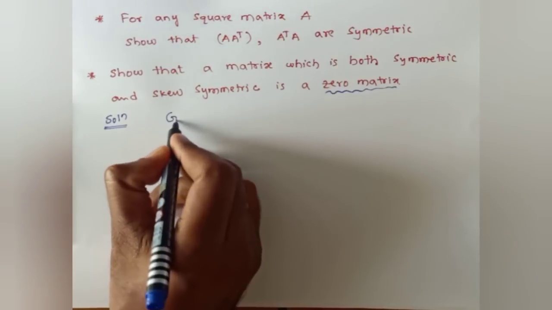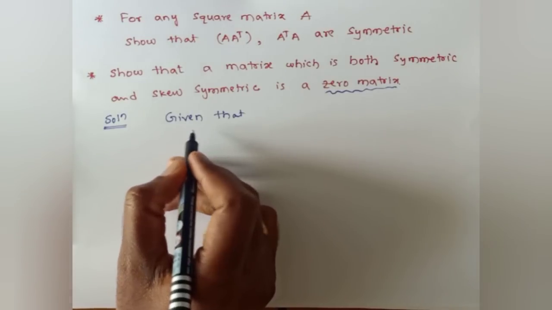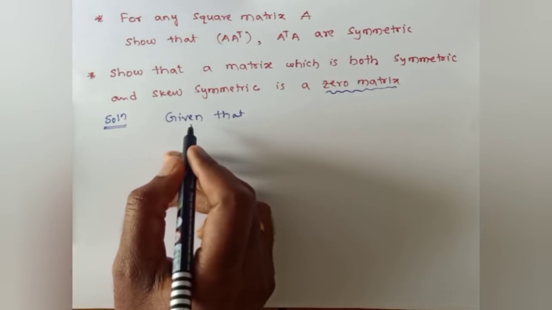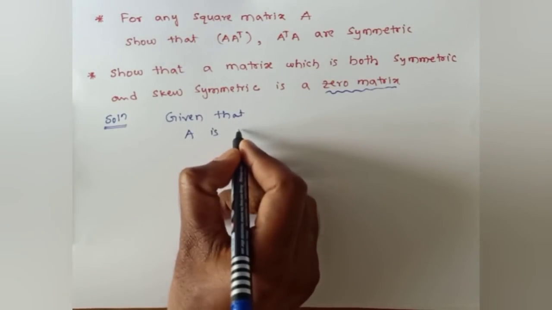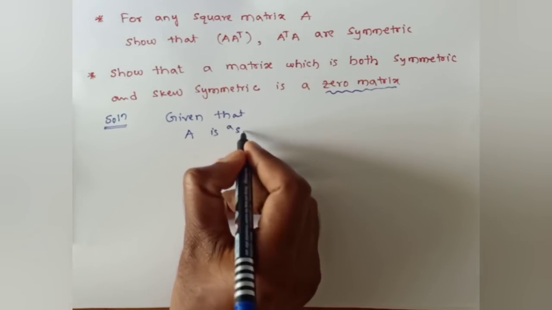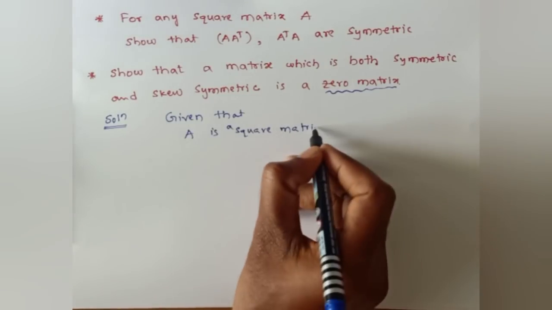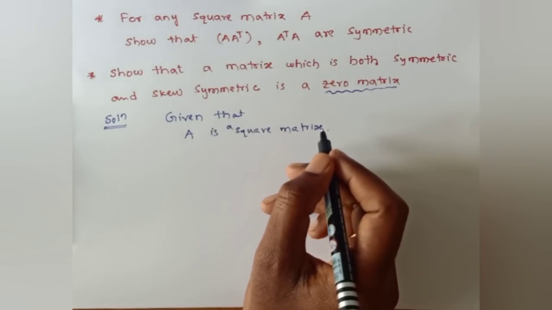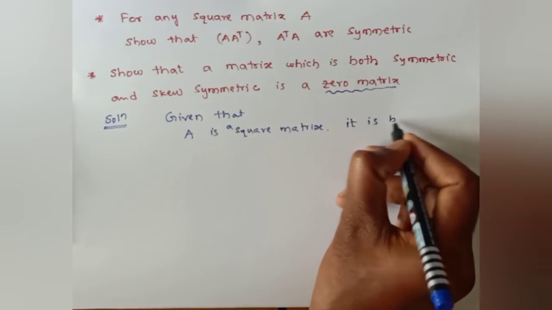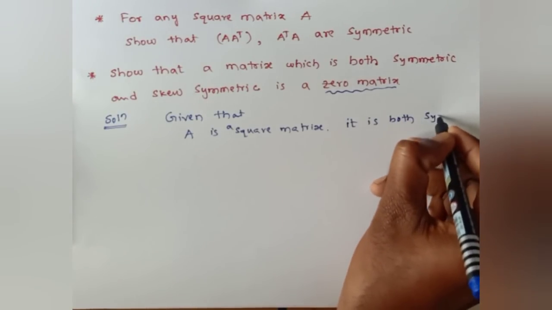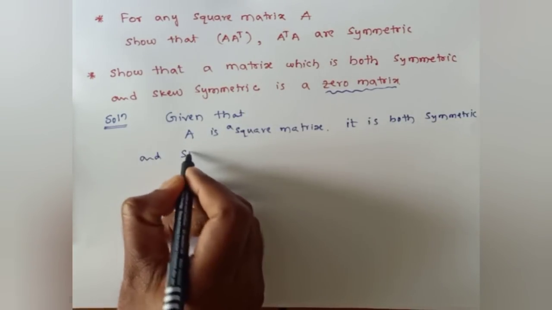So here, what is given? Given that A is a square matrix, and it is both symmetric and skew symmetric.